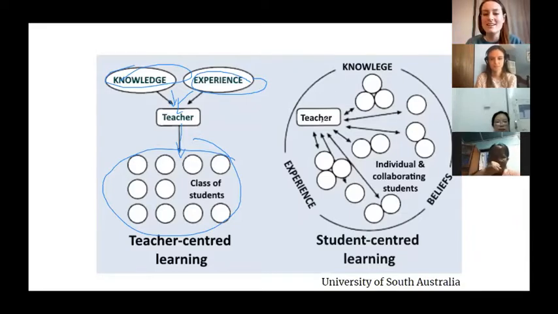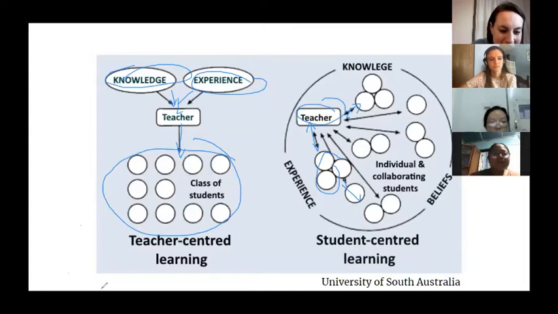It's very teacher-centered. Okay, and in this one we have the teacher, but there's some information going this way, but then there's also some going this way. There's also some going this way, and then you have a group here. So you have students collaborating, you have some working individually, information is going both ways. Is that teacher-centered or student-centered? Student-centered. Yeah.